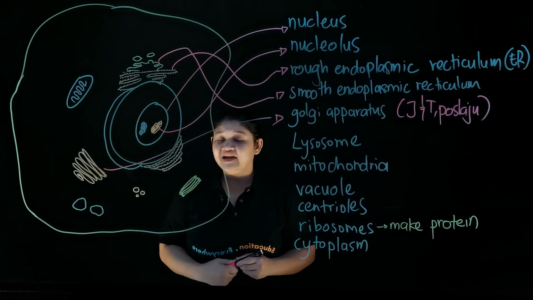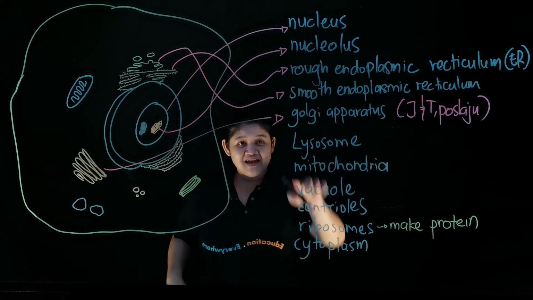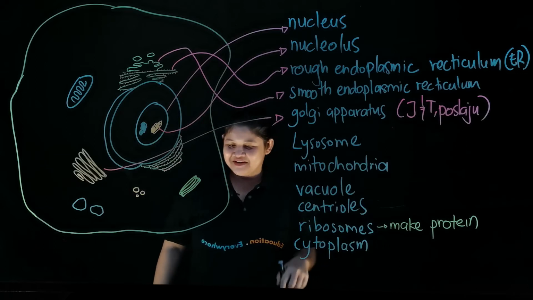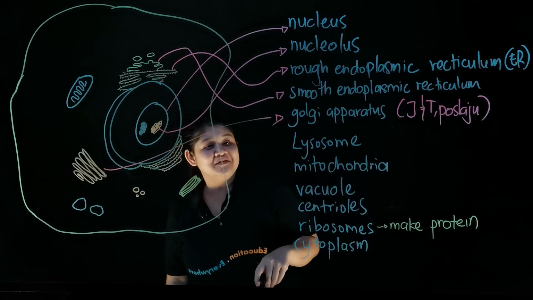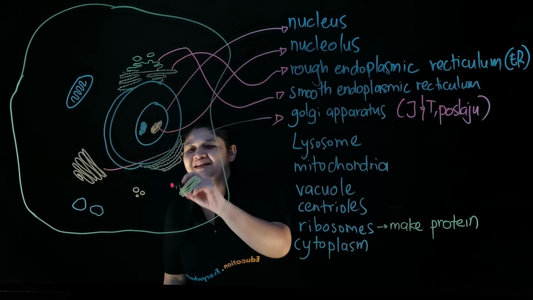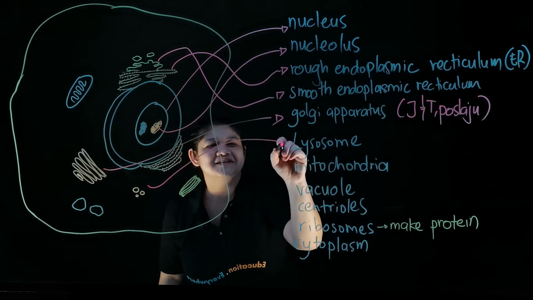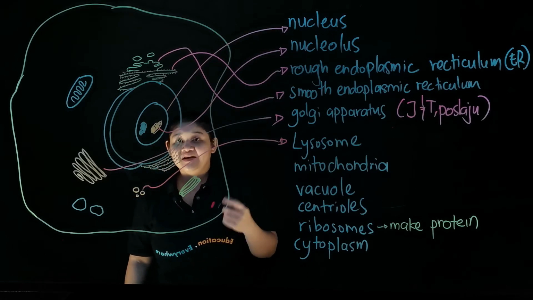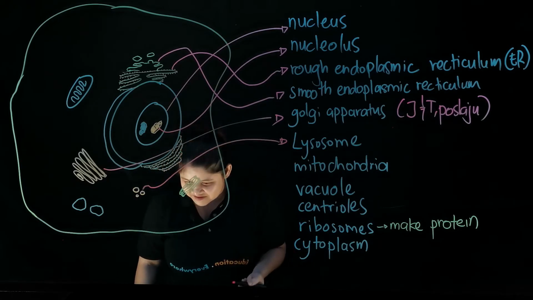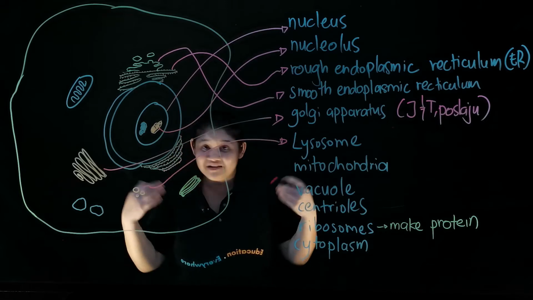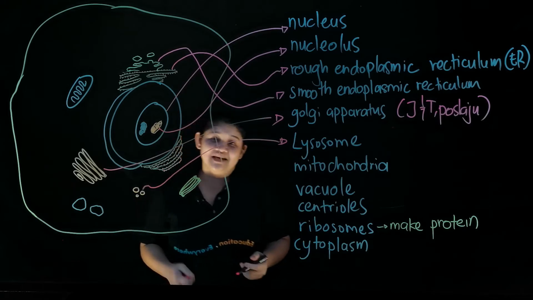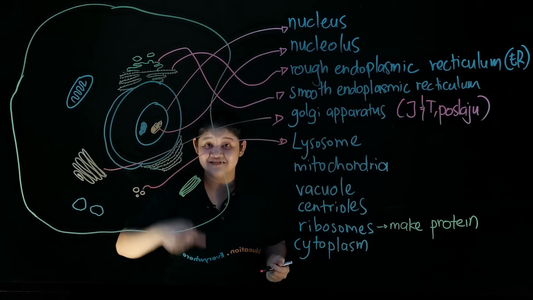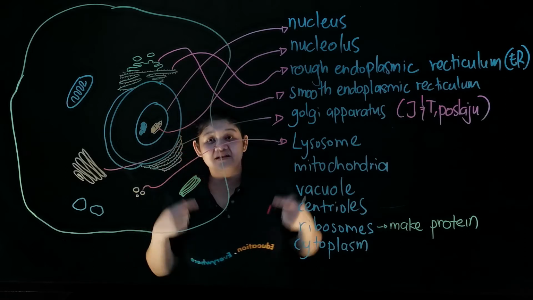The next organelle is the lysosome. These are the tiny dots here. Where are they found? Mostly in all cells. What is the structure? Vesicles that contain powerful digestive enzymes.